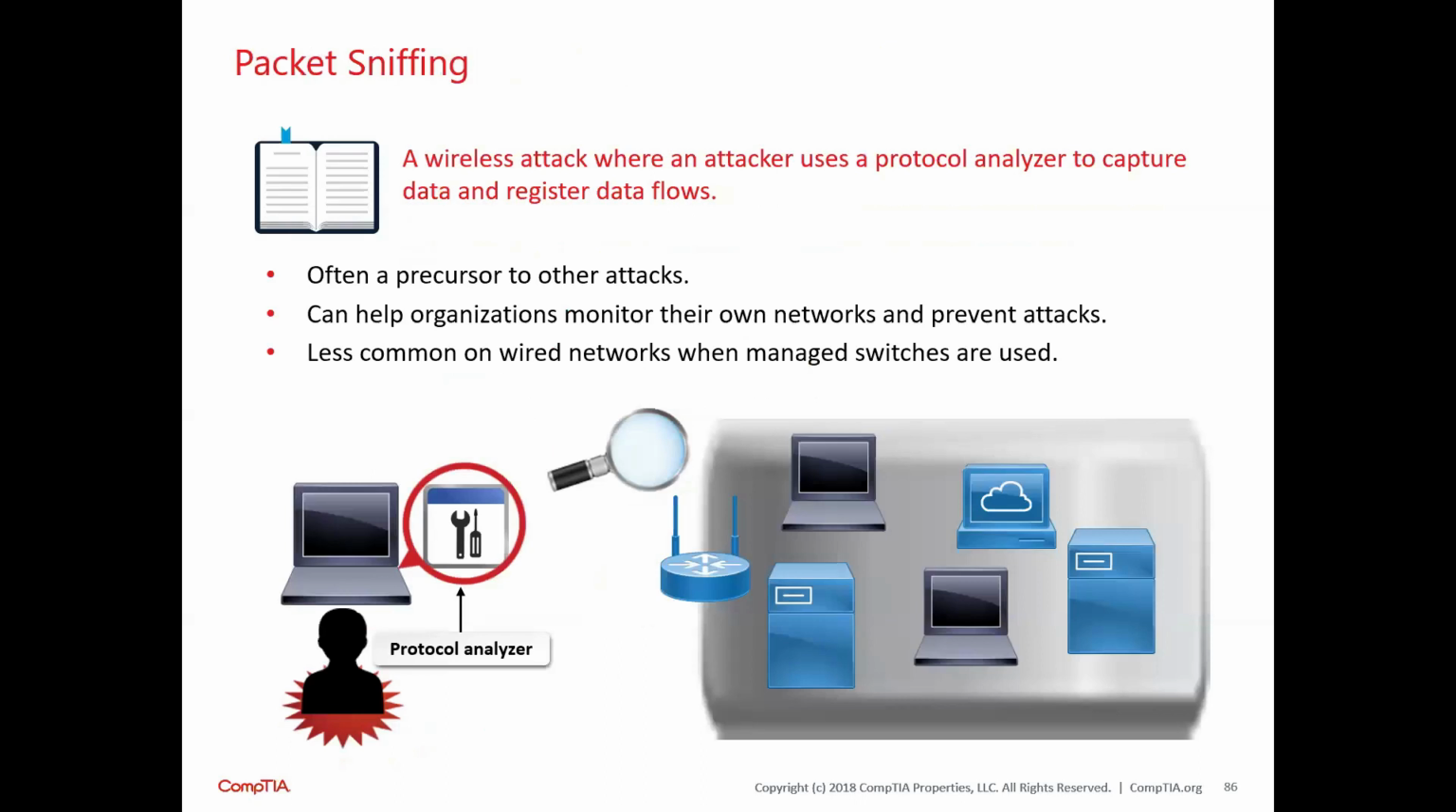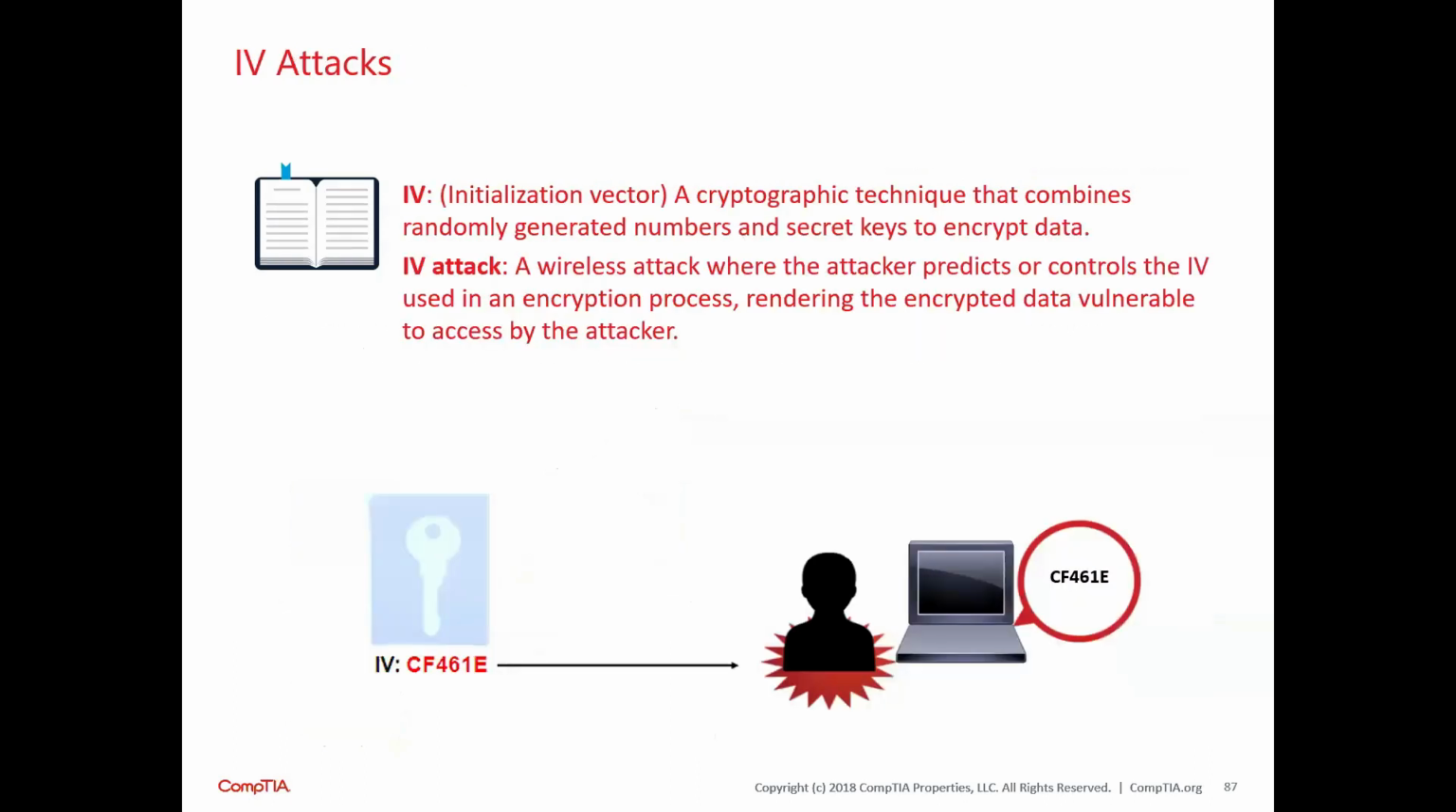Packet sniffing. This is part of sniffing and eavesdropping, which uses a protocol analyzer to capture data and register data flows, which also includes the use of Wireshark or any type of protocol analyzer. And part of the wireless attacks is the IV attack, initialization vector attack, which allows you to predict and control the IV used in the encryption process.